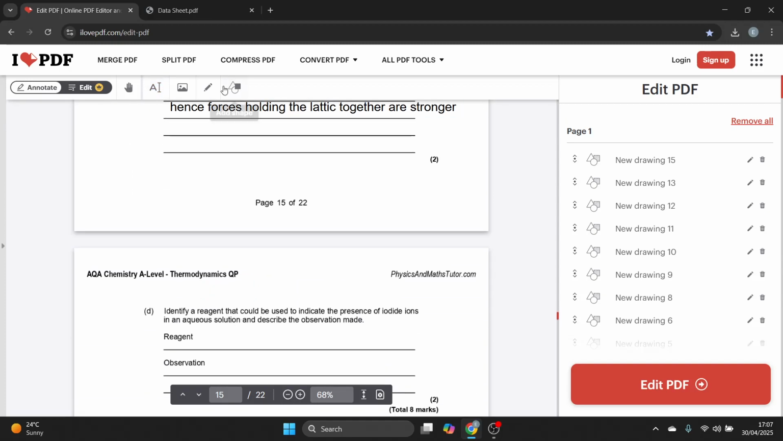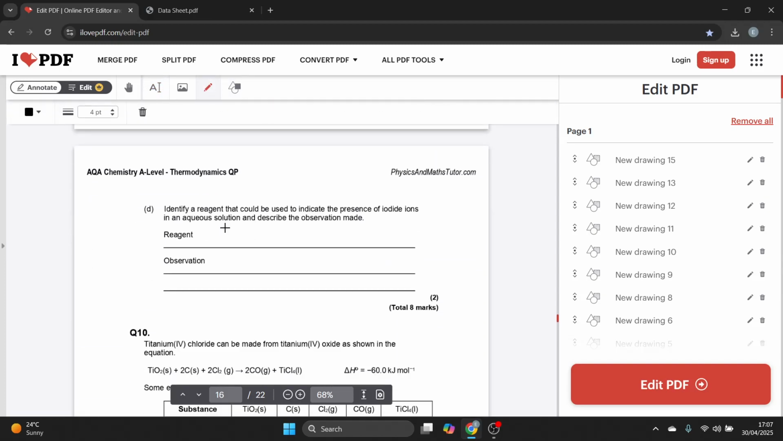If I identify a reagent that could be used to indicate the presence of iodide ions: silver nitrate, yellow precipitate.